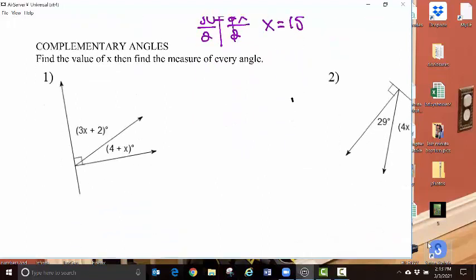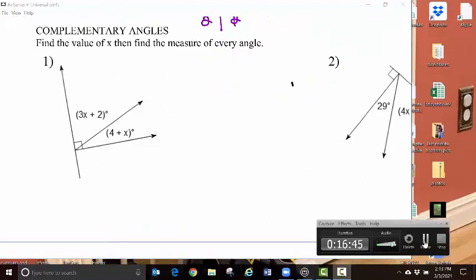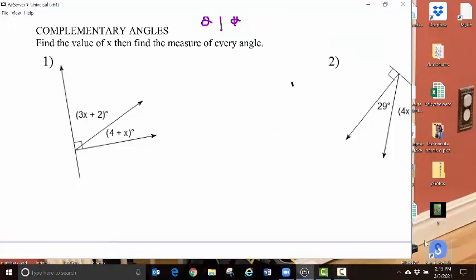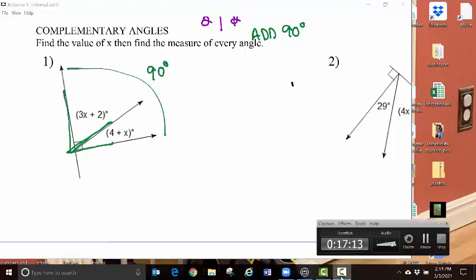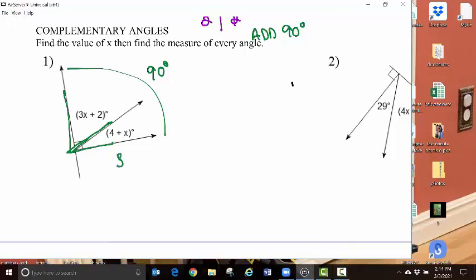Here we go. Today, guys, looking at these two, they are complementary, which means they add to 90 degrees. So again, we know that this much plus this much has to equal 90. So 3x plus 2 plus 4 plus x equals 90. That's the only part that's new in this class, is recognizing that they add to 90.